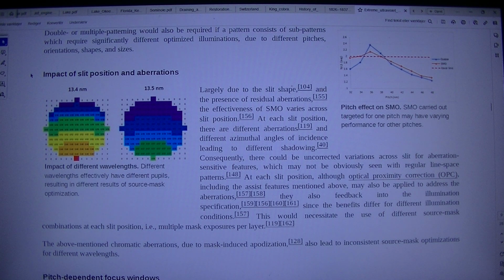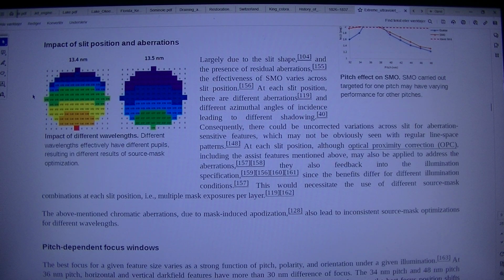At each slit position there are different aberrations and different azimuthal angles of incidence, adding to different shadowing. Consequently, there could be uncorrected variations across slit for aberration-sensitive features, which may not be obviously seen with regular line space patterns.